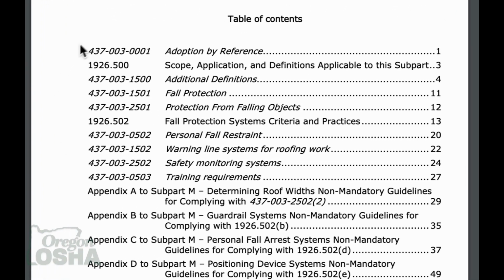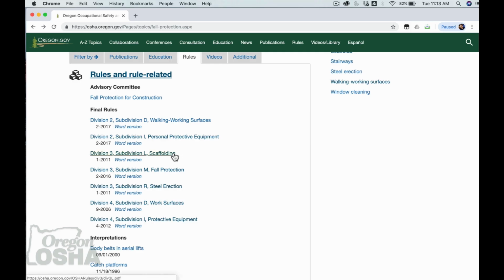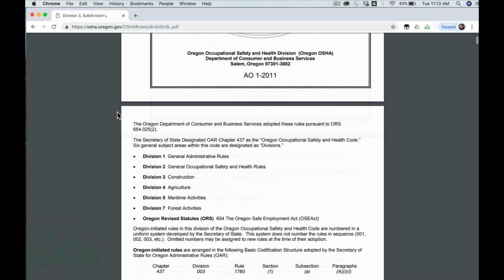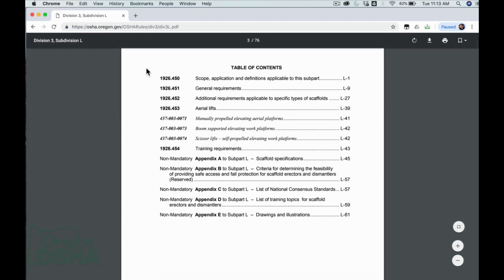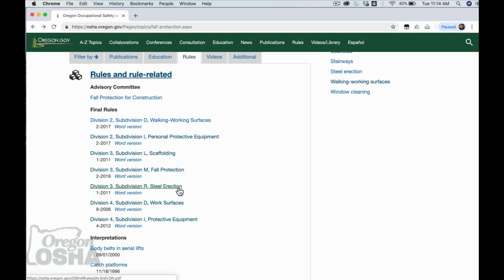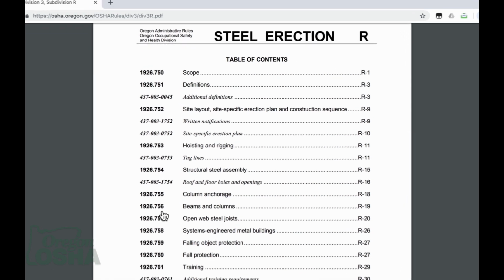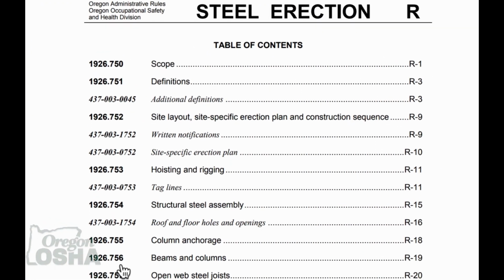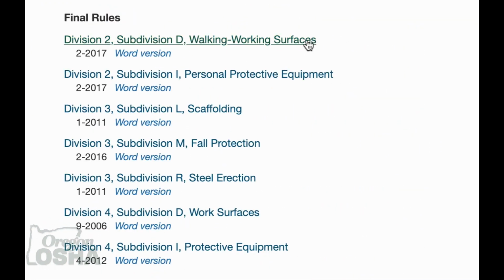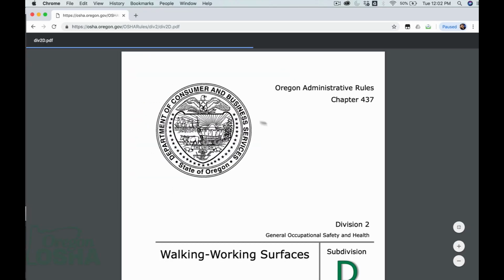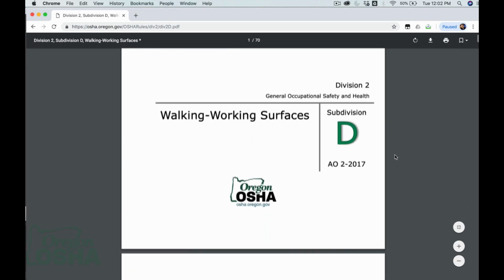fall protection systems. For requirements regarding scaffolds, scissor lifts, boom lifts, and aerial platforms, please refer to Division 3, Subdivision L. For requirements regarding steel erection, please refer to Division 3, Subdivision R. General industry fall protection is covered in Division 2, Subdivision D, titled Walking Working Surfaces.